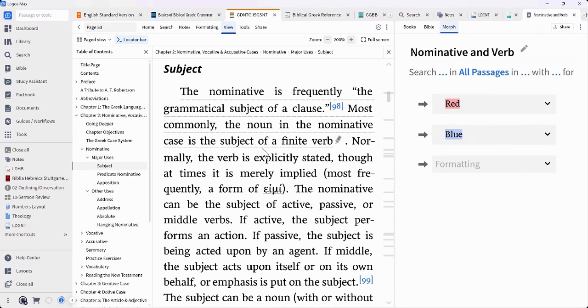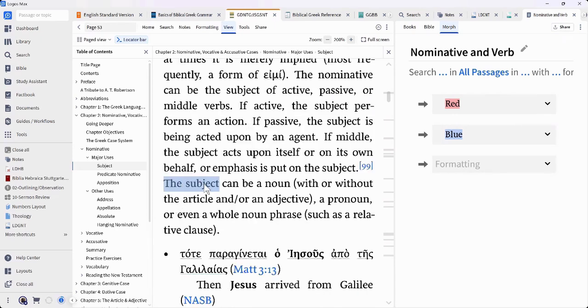And we're going to look at some passages where the verb is implied, and that's what's called a verbless clause. And when that occurs, there are some special conditions the author is trying to make. The nominative can be the subject of an active, passive, or middle verb. If active, the subject performs the action. If passive, the subject is being acted upon by an agent. If middle, the subject is acting upon itself or on its own behalf. Emphasis is put on the subject. The subject can be a noun with or without the article, or an adjective, a pronoun, or even a whole noun phrase, such as a relative clause.